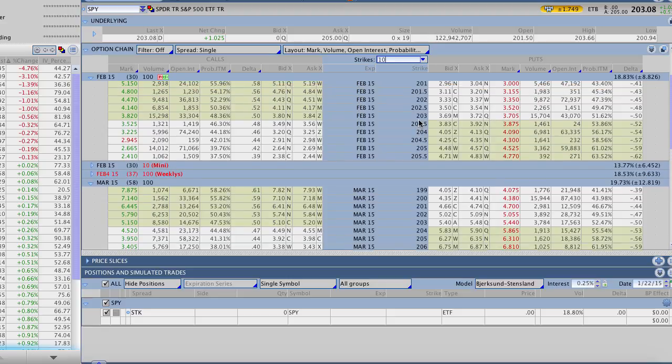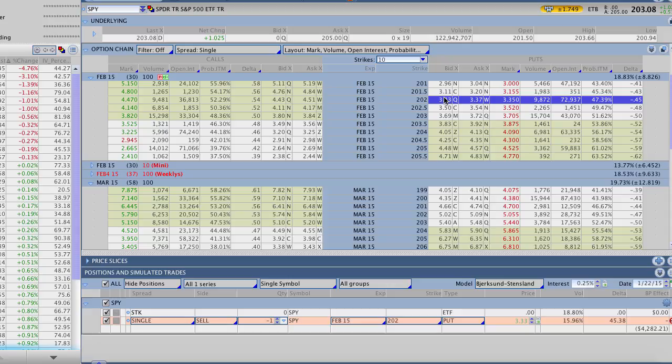So the first thing I want to do is sell an out of the money put option in the front month. In this case, we'll go two strikes out and go to the 202 put options. So we're going to sell the 202 put options, which is the one I just clicked on.